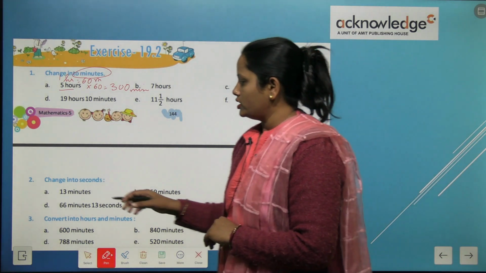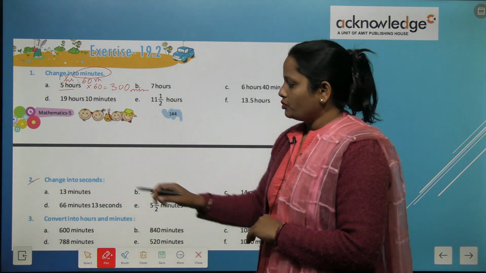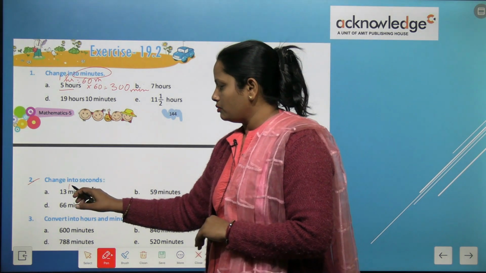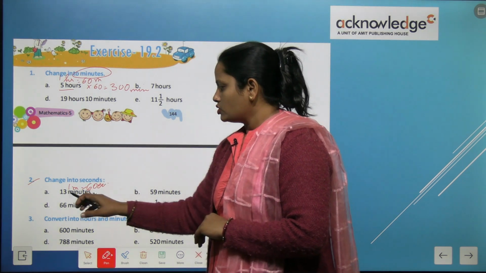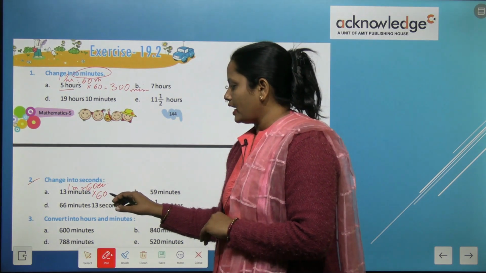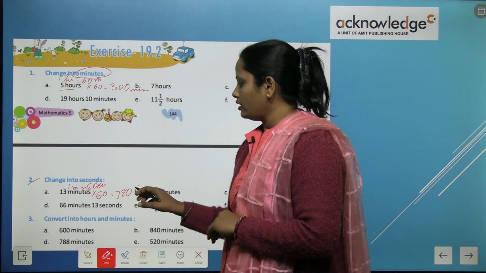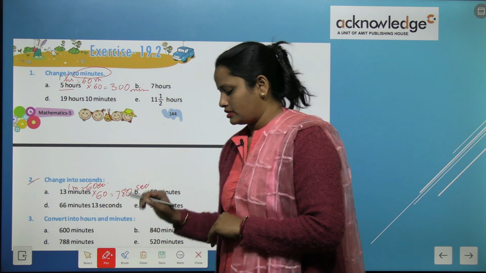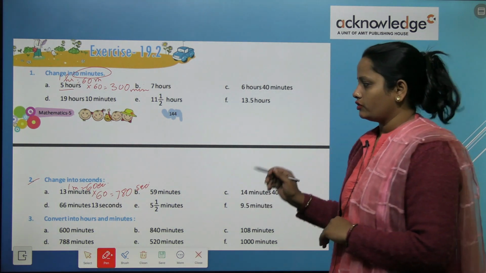Now question number 2 is change into seconds. Seconds में हमें convert करना है. So bigger to smaller we have to do. So 1 minute is equal to 60 seconds. So 13 minutes is equal to 13 multiply 60. So what answer we are going to get? 780 seconds. So this is your answer. Similarly, you have to find the answer of the rest.